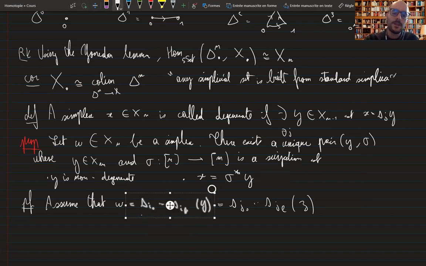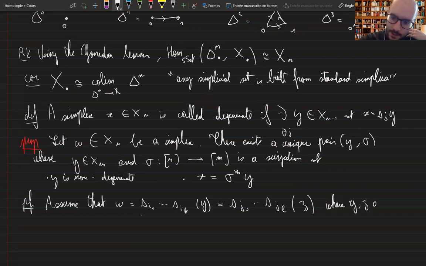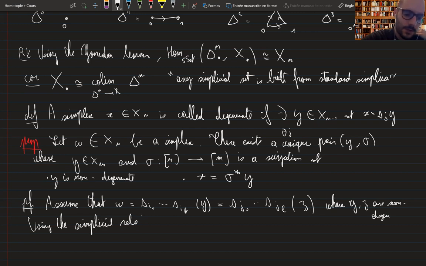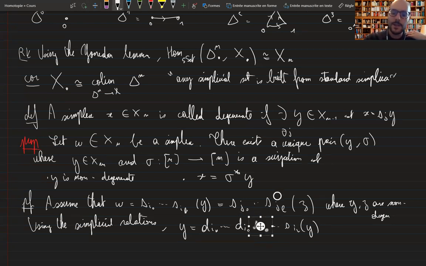But now, how do you prove that it is unique? So you assume that you have two such decompositions, and let us show that y is equal to z, where y, z are non-degenerate. Using the simplicial relations, this is a nice proof. Y is d_{i_k} ... d_{i_0} s_{i_0} ... s_{i_k} of y, because whenever you have d_{i_0} s_{i_0}, it cancels. It becomes the identity, and you do it k times, and you get to this.